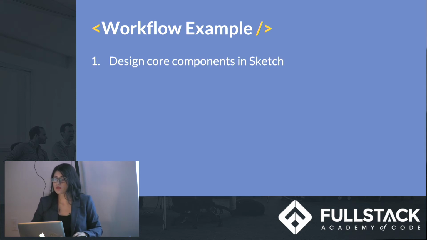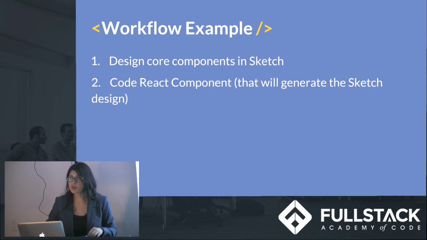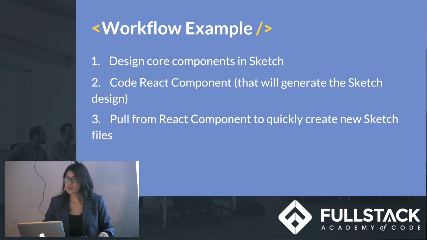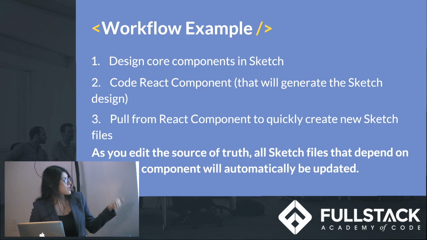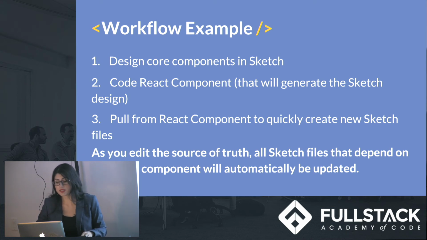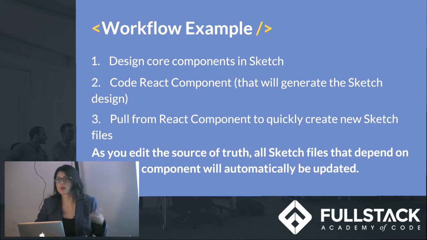So now the workflow is: designers design core components in Sketch. Programmers code the React components to generate the Sketch design, and then designers can pull from that core React component to quickly create new Sketch files for non-core designs. And as you edit the source of truth, all Sketch files that depend on that core component are automatically updated. Plus, you have a log of all the changes, so you can find out, hey, when did we change this color? Oh, that was in March or whatever.